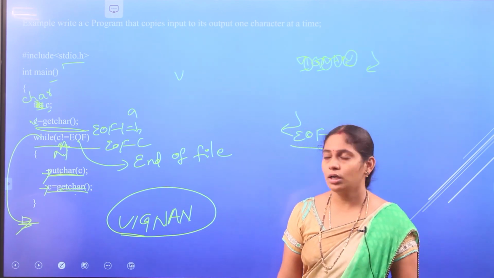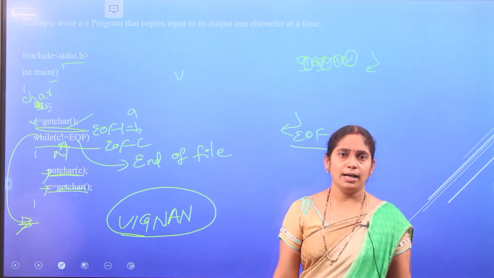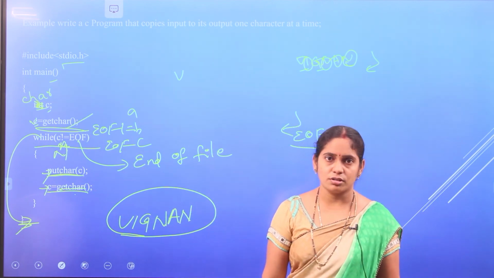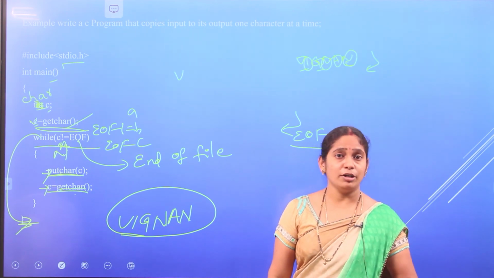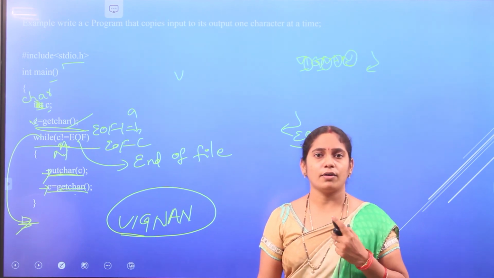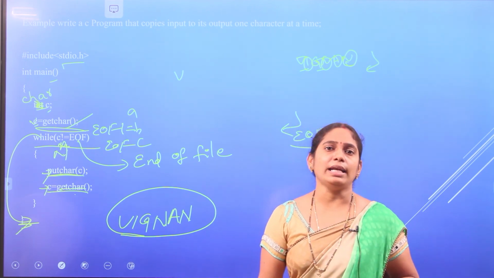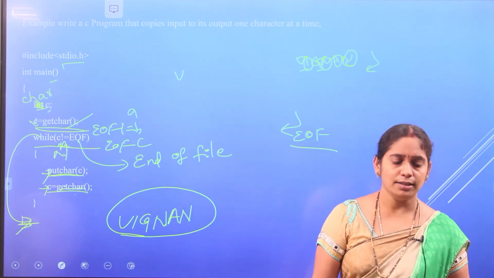So this is about reading and writing characters using put char and get char functions. These are only for reading the characters. But coming to the scanf and printf statements, not only characters, using those we can read and write all the types of data like int, float, char, double, strings and all.